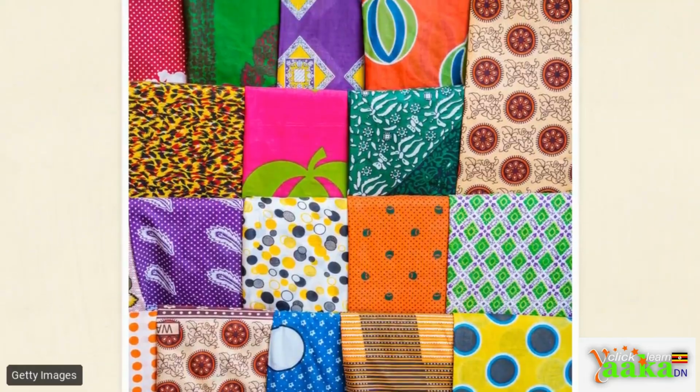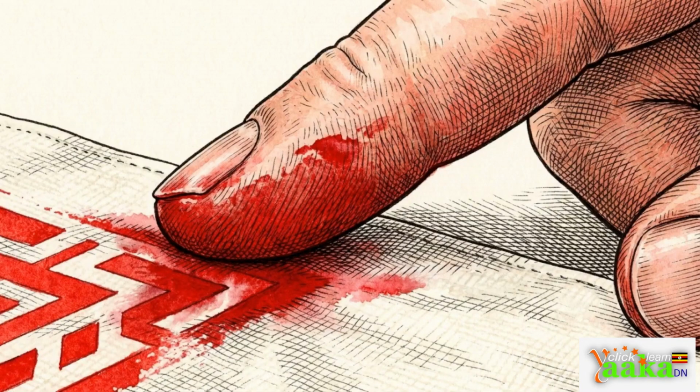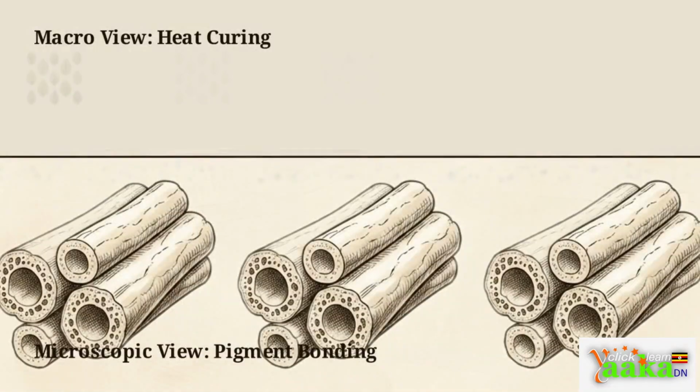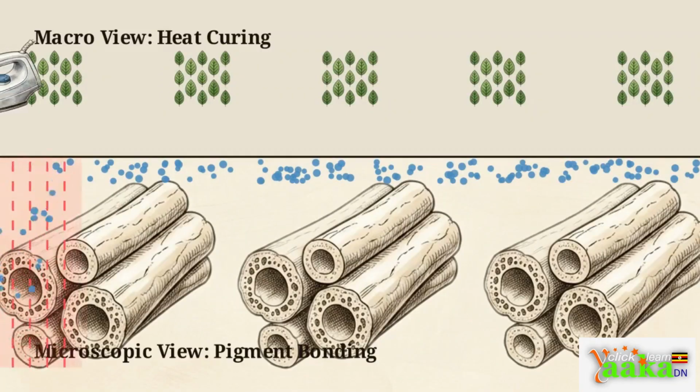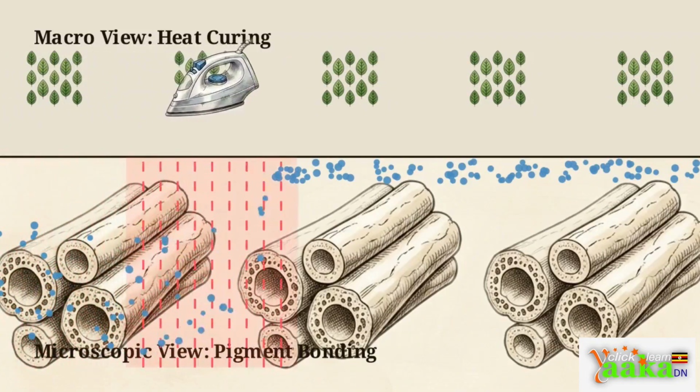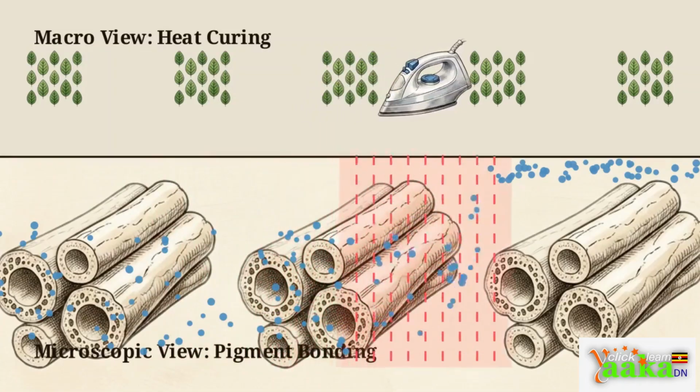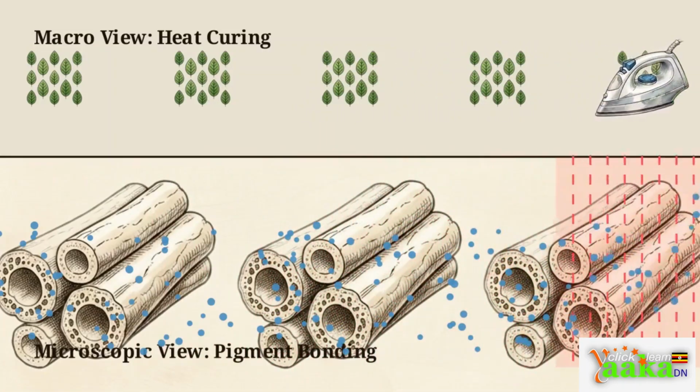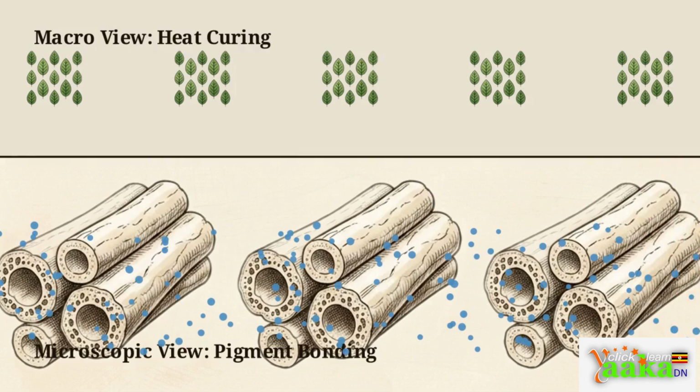Even after you have laid down a perfect pattern and the fabric feels dry to the touch, the ink is still vulnerable. In this diagram, we see the final required step: heat setting. Pressing a hot iron over the dried print sends heat waves through the pigment, curing the ink and locking its molecules permanently into the fabric fibers.